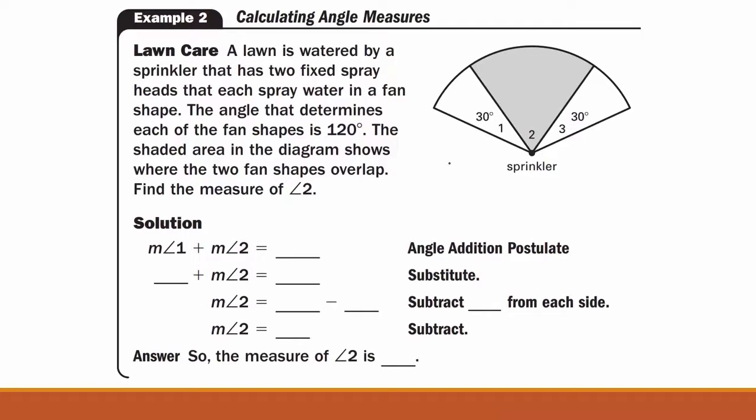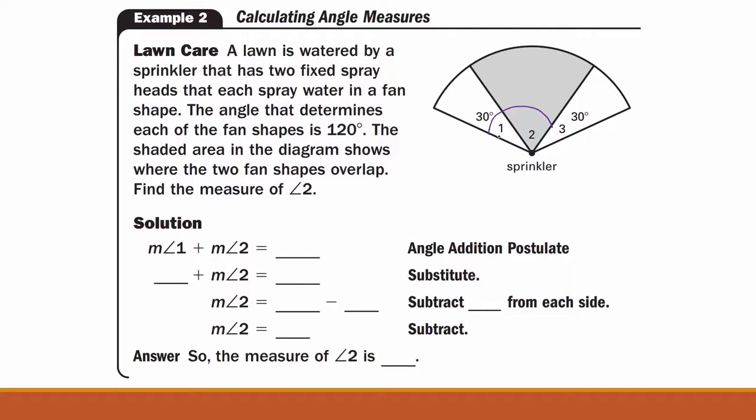Well, I know that if I'm looking at the sprinkler head, which is number 1, it actually goes all the way over here and then overlaps with sprinkler head number 3, so that this shaded region is the region where the two sprinklers overlap.